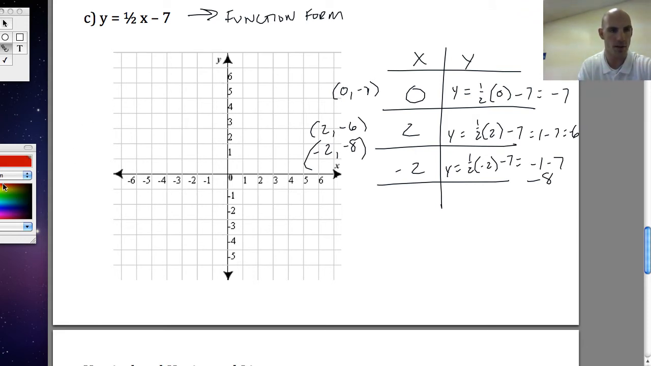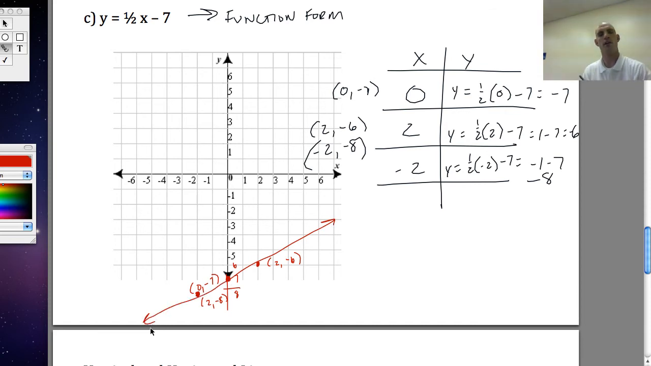Alright, so when I plot these points, let's plot them. 0, negative 7 is going to be here. 2 comma negative 6 is going to be here. And I've got negative 2 comma negative 8, which is going to be down here. And when I plot this line, look at where it is. It's down there, but all of those solutions to the equation form a line. This is good for us because we plot that chart, then we make the line.